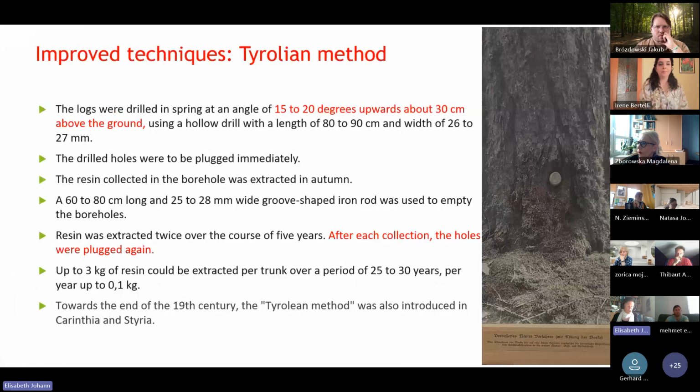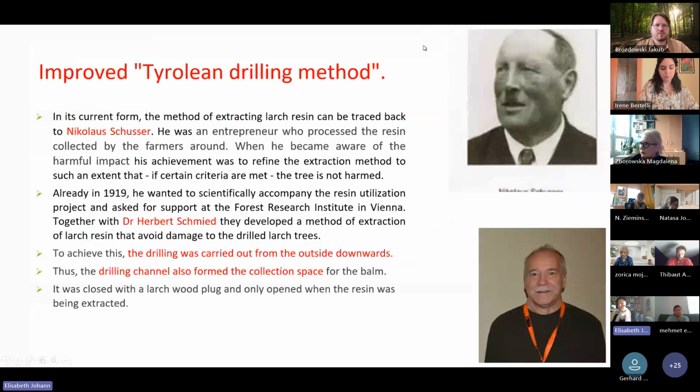And later on, the so-called Tyrolean method came into being. Now the logs were drilled in spring at 15 to 20 degrees upwards. But the hole was plugged immediately, and the resin was collected in autumn. And then after the collection, the holes were plugged again. This so-called Tyrolean method also came into being in Carinthia and Styria in the second half of the 20th century.